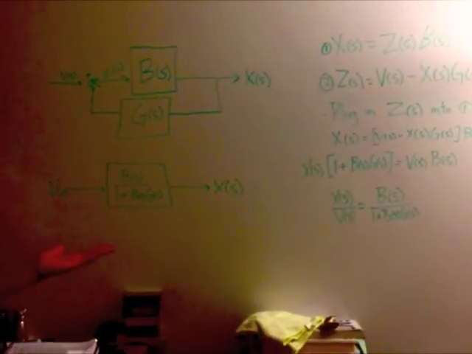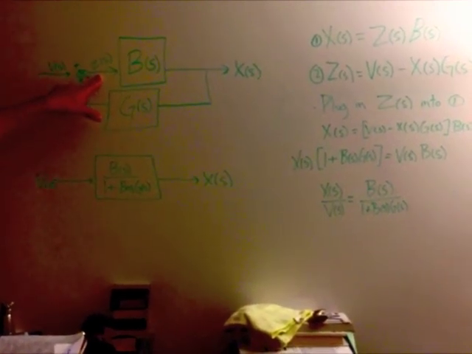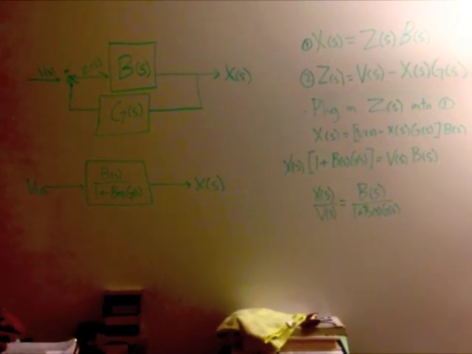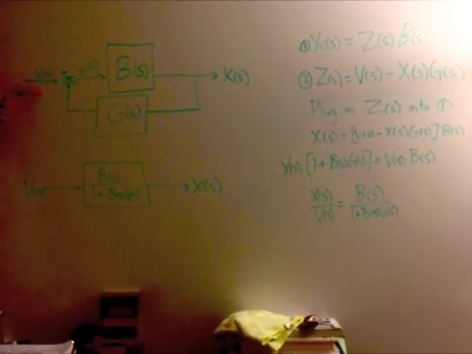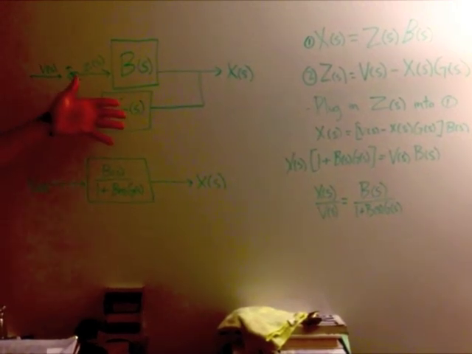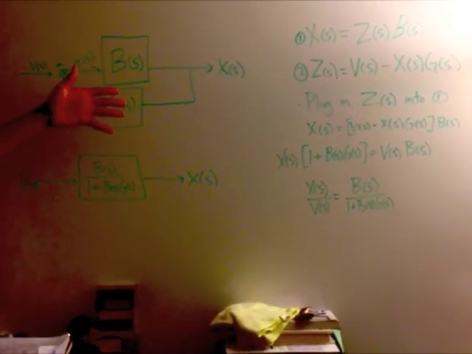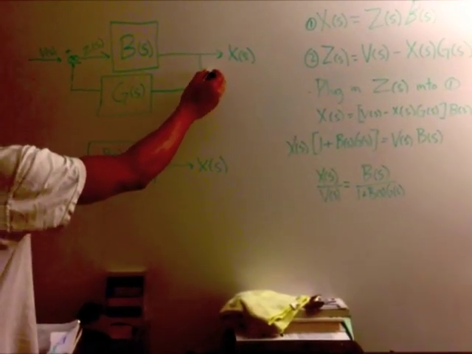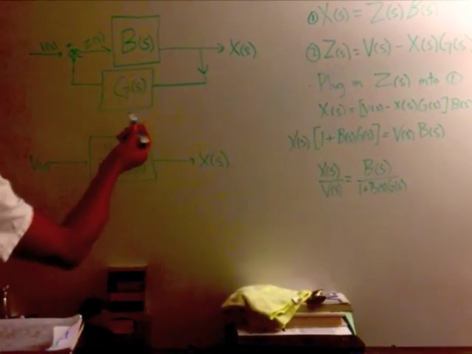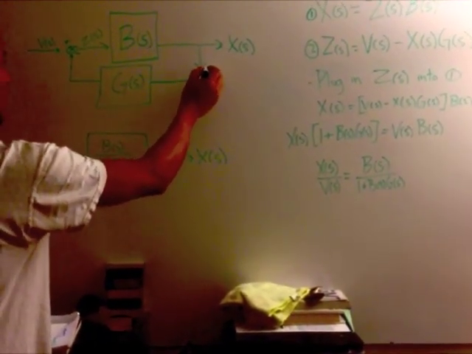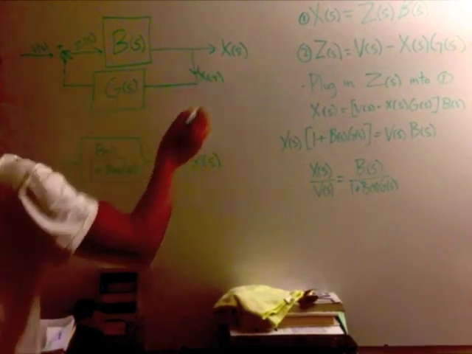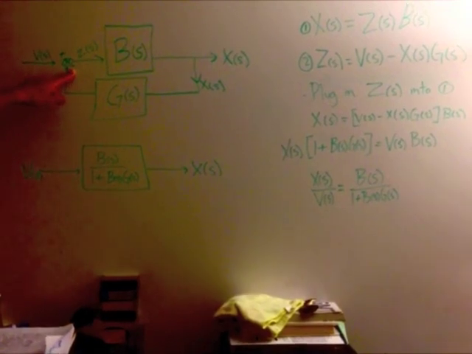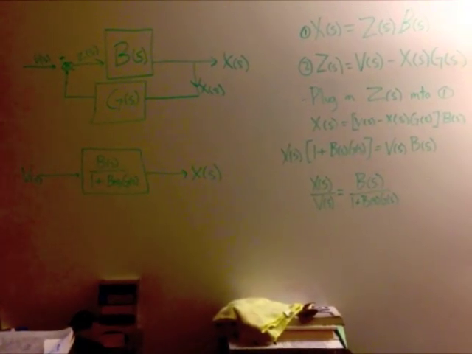The second equation we made was to show what Z of S actually is. So we first have V of S, which is coming into the summer on the left side, and then we have the product X of S times G of S, which is just the output of B of S, which goes through this negative feedback loop, G of S, and back into the summer. Make sure you note that it's negative going in here.